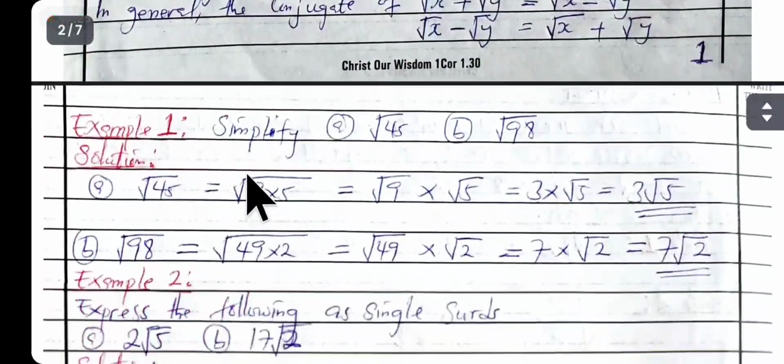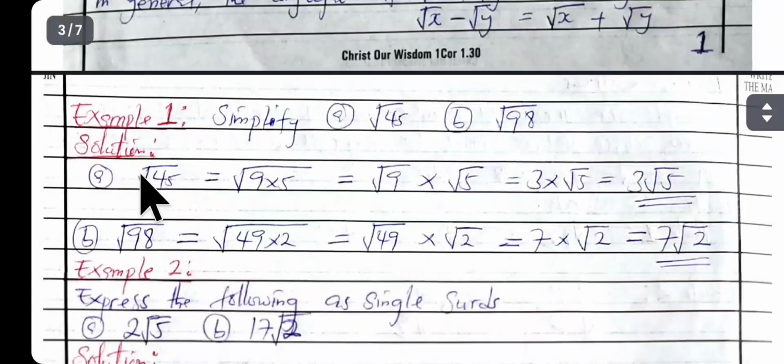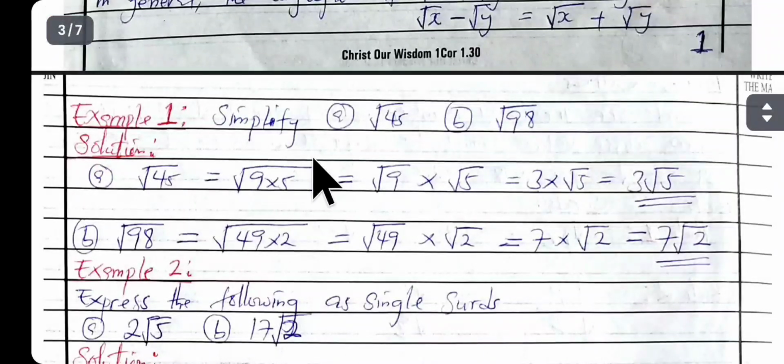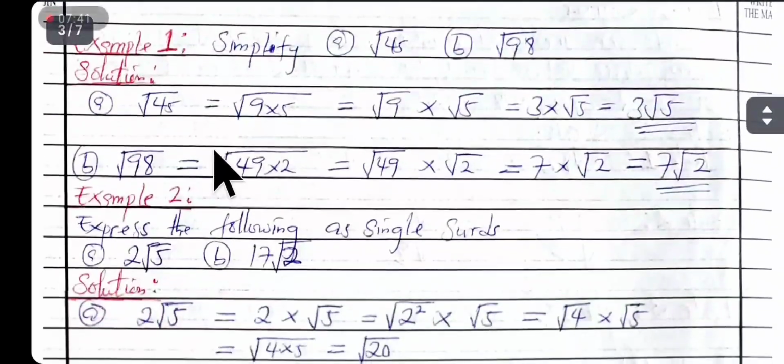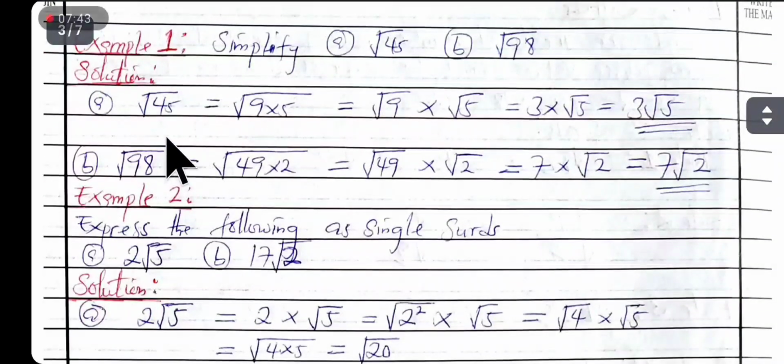All right, now let's look at examples. Example 1, we have: simplify root 45 and then root 98. If you are simplifying, we are saying reduce to the basic terms. Simplify means reduce all of this to its basic terms.